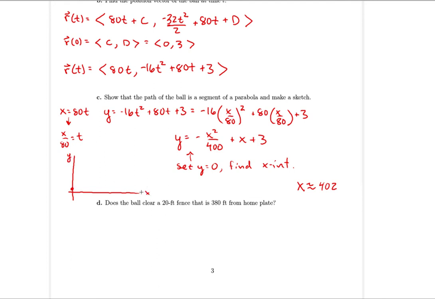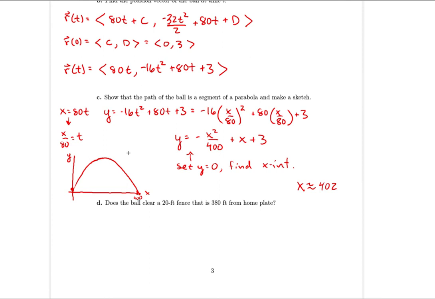And then we're way out here at about 400, just past it. That's where we're going to cross again, right? So between there, we are forming a parabola. And we know that because we have the classic ax squared plus bx plus c form that we're used to.